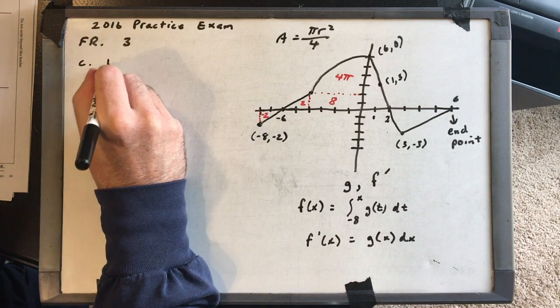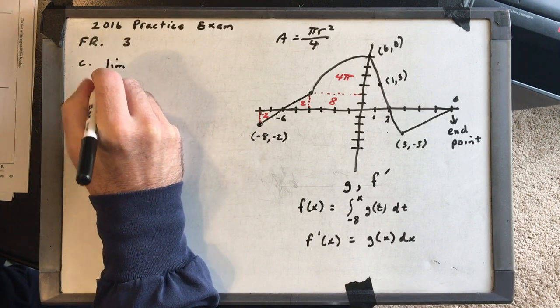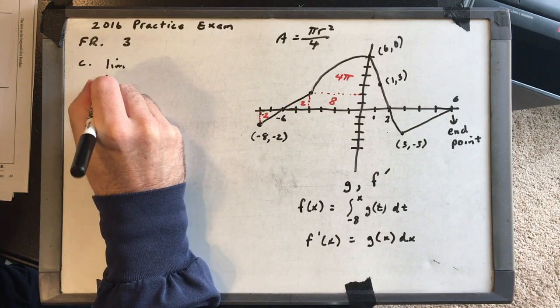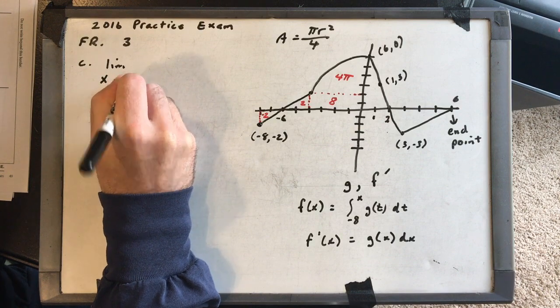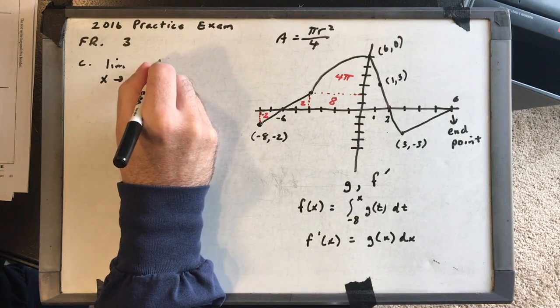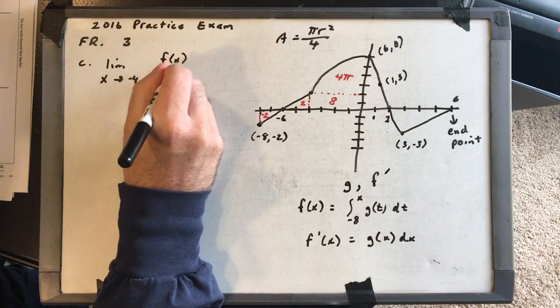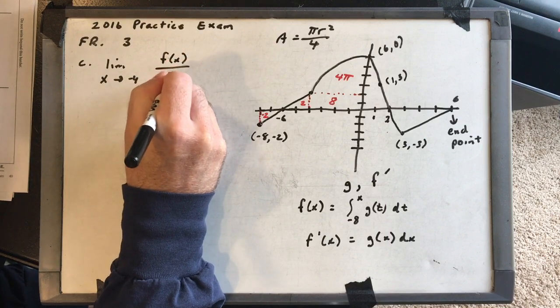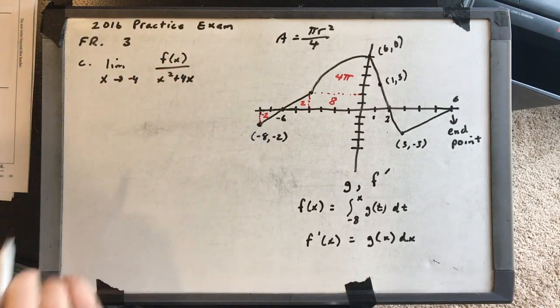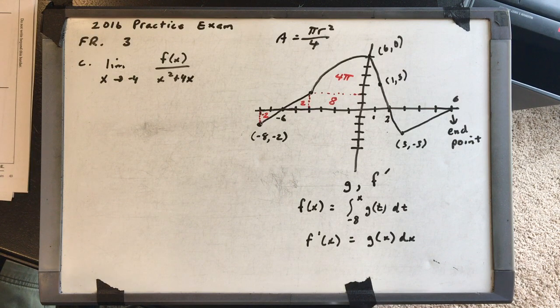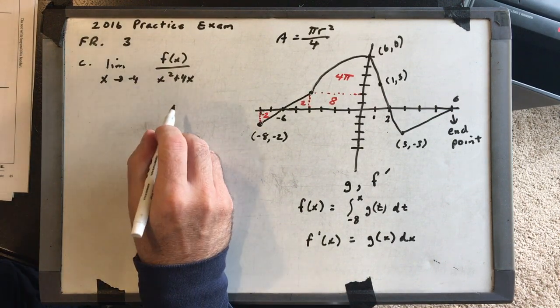Part C says find the limit as x approaches -4 of f of x over x squared plus 4x. Now I don't need the graph anymore. Actually I do. I better not erase that. Okay, I need it for part D. So I'm going to try to squeeze part C in here.